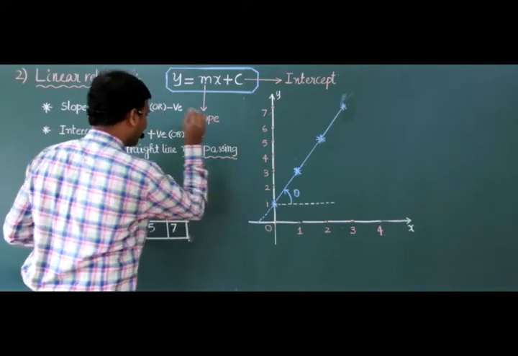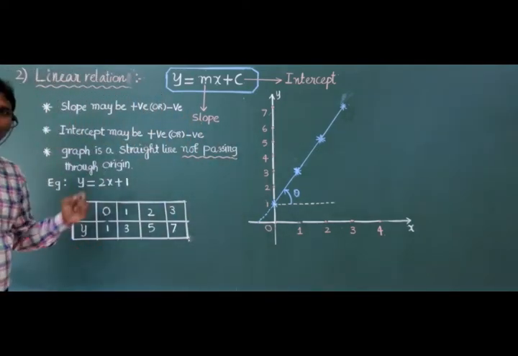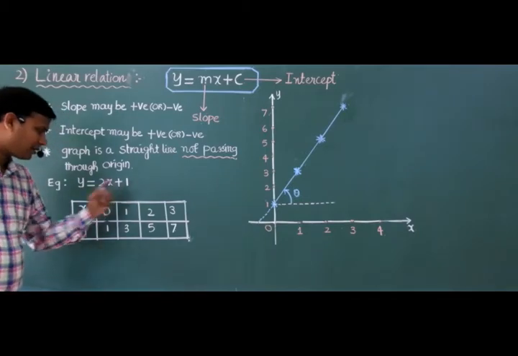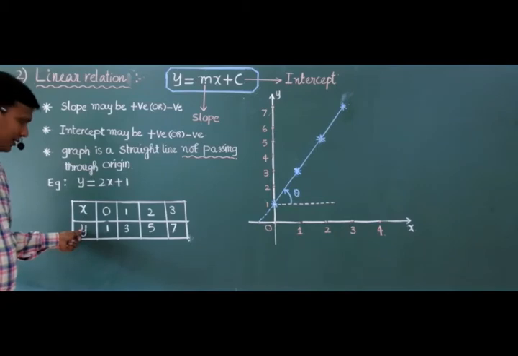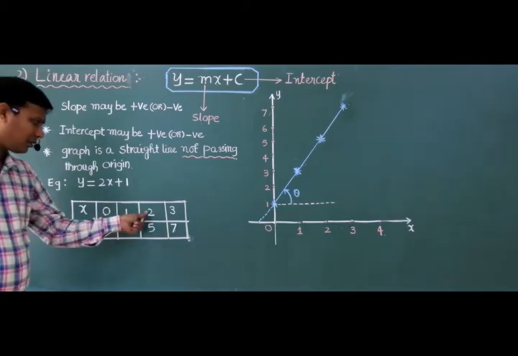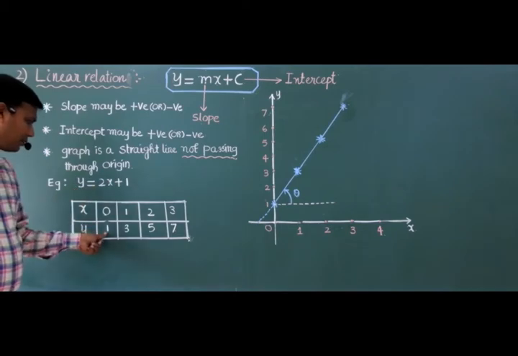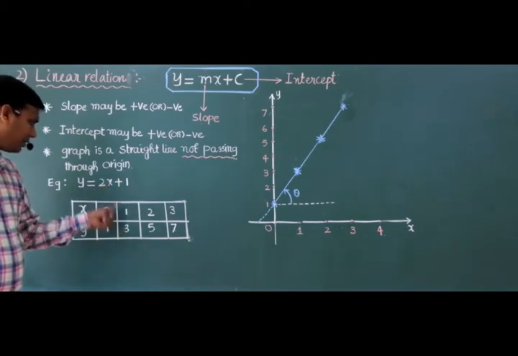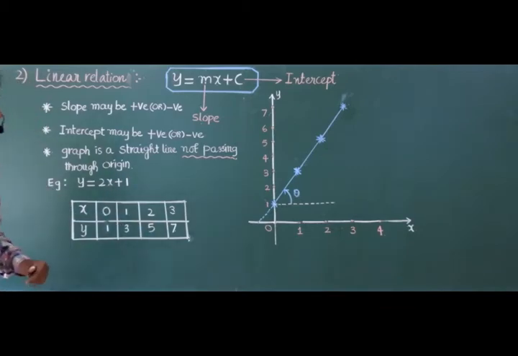Please remember. Right? So let us consider one example in mathematics. Y is equal to 2x plus 1. X is independent, y is dependent. For x equal to 0, 1, 2, 3: at 0, y is equal to 1; then 1, 3; 2, 5; 3, 7.